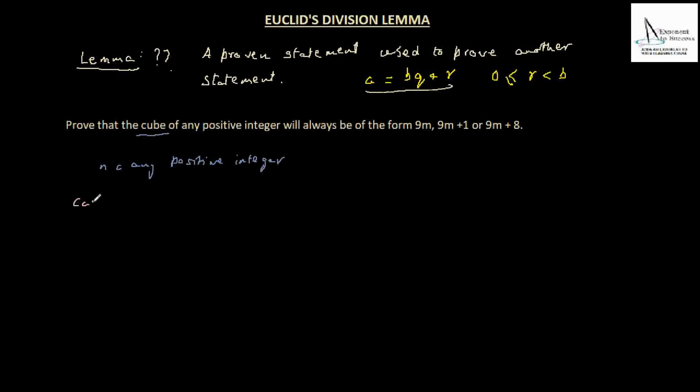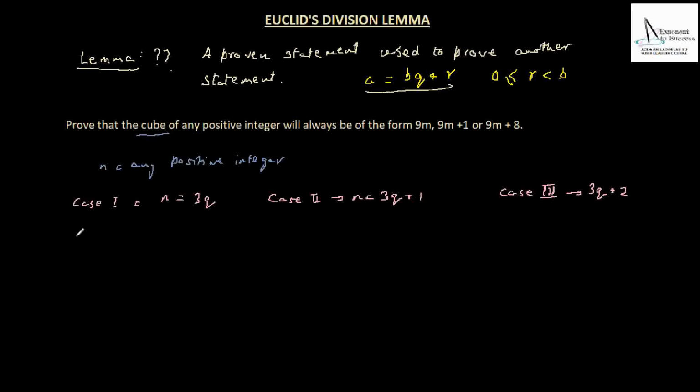So we can say that case 1 is where n is 3q, or it's a multiple of 3. Case 2 is where it is not a multiple of 3 but leaves behind a remainder of 1, so it can be written in the form 3q plus 1. Or it leaves a remainder of 2, which is case number 3, that n is equal to 3q plus 2.